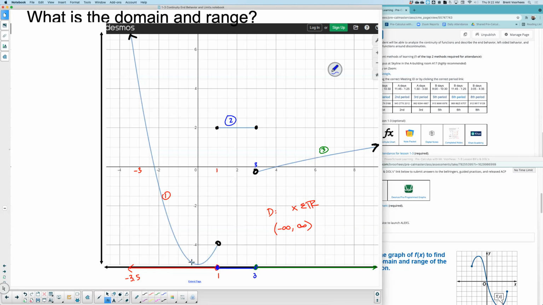Okay, now let's do the range. So using this first piece, again, it was in red, so I'll do red. It looks like at -4, we have an open circle. Up at the top of the graph, we have an arrow. Line goes down first. So it first goes down to there, and then it comes back up to that arrow. Is that all reals by itself?